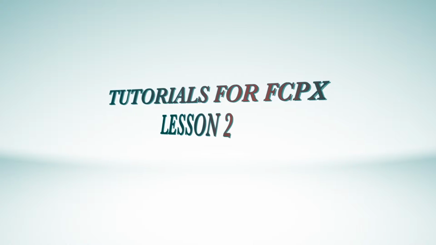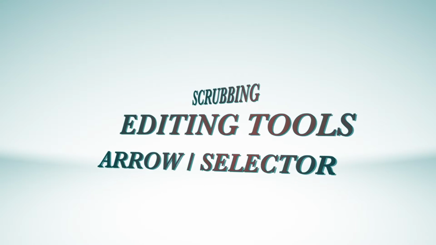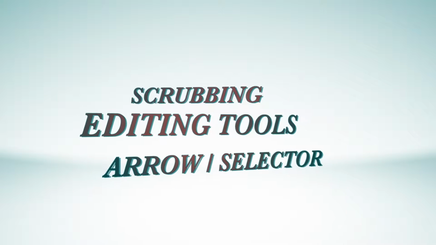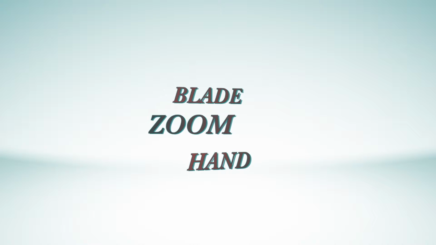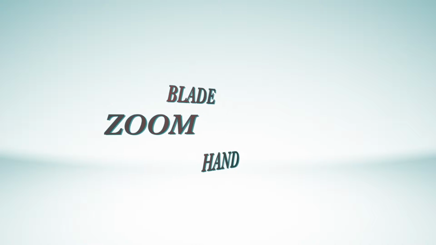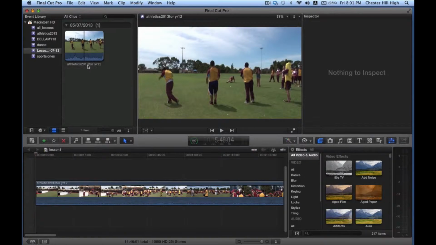Lesson 2. In this lesson of Final Cut Pro 10, we're going to learn about scrubbing, editing tools, the arrow tool, the blade tool, the zoom tool, etc. Now, where we were last time, we'd brought our event into the event library. We'd brought it also into our project file.